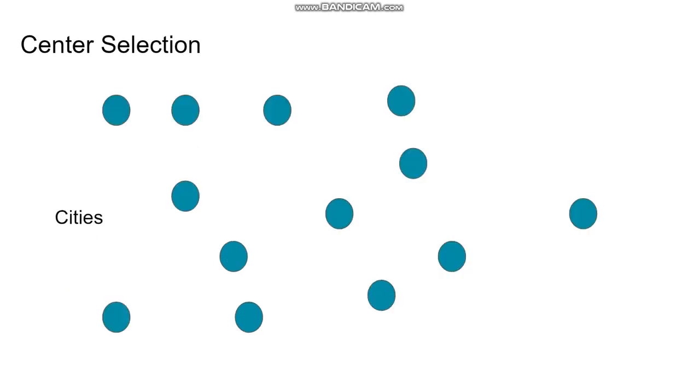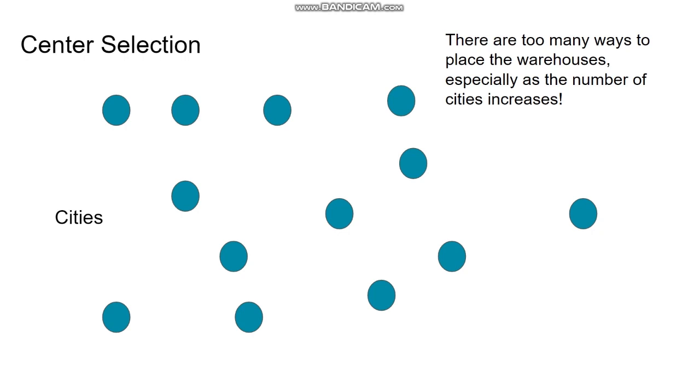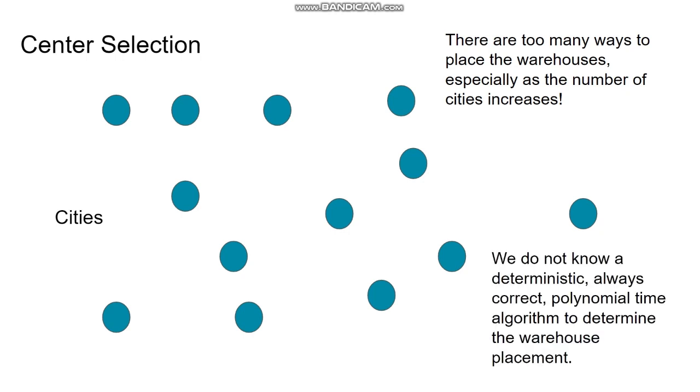So let's look back at the map of cities that we looked at earlier. There are far too many ways to place warehouses, especially as the number of cities increases. This map is relatively small, but if it had thousands of cities or even millions of cities, then there would be too many ways to place warehouses to try out. So we do not know a deterministic, always correct polynomial time algorithm to determine the warehouse placement. So the best we can do is use an approximation algorithm.